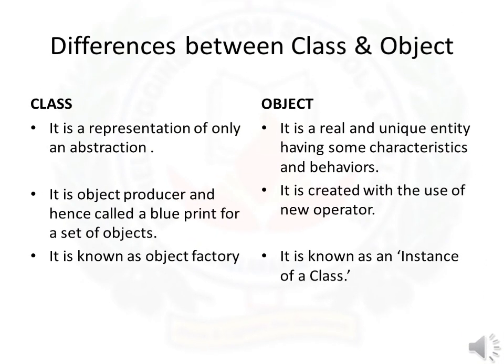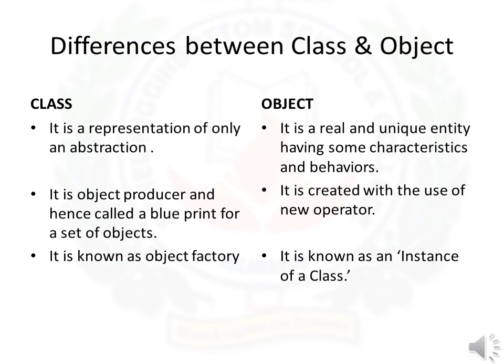Okay, we are going to see some differences between the class and object. Class, it is a representation of only an abstraction. Object, it is a real and unique entity having some characteristics and behaviors. Number 2, it is object producer and hence called a blueprint. Blueprint means copy for a set of objects. It is created with the use of new operator. If we want to create an object, we have to use an operator new.